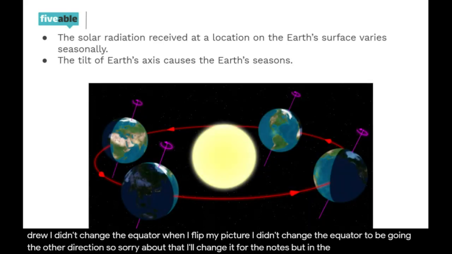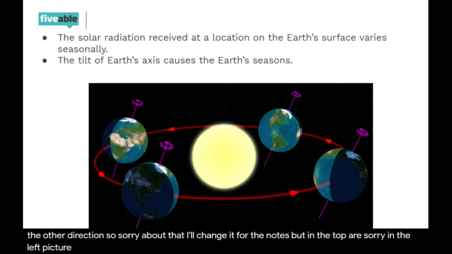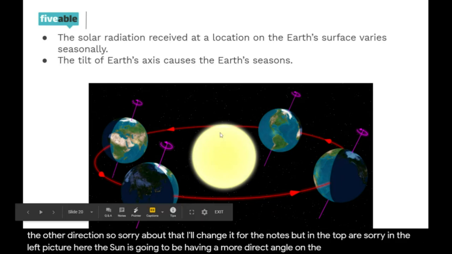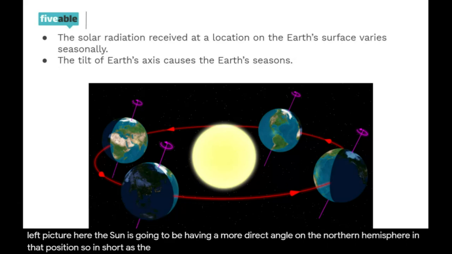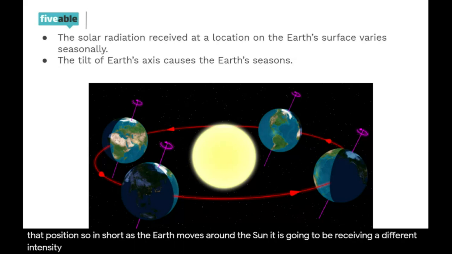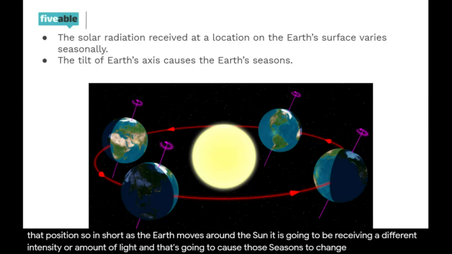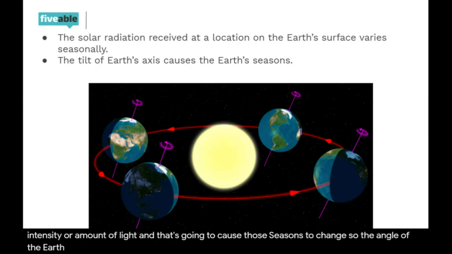But in the left picture here, the sun is going to be having a more direct angle on the northern hemisphere in that position. So in short, as the Earth moves around the sun, it is going to be receiving a different intensity or amount of light, and that's going to cause those seasons to change. So the angle of the Earth is what causes different seasons.